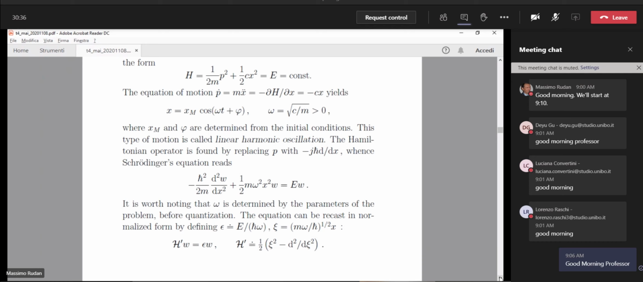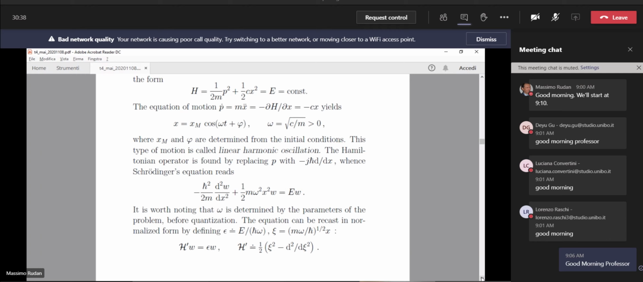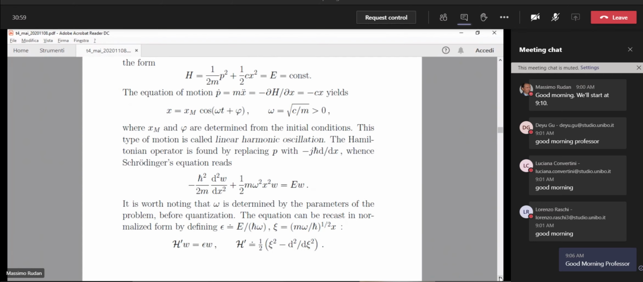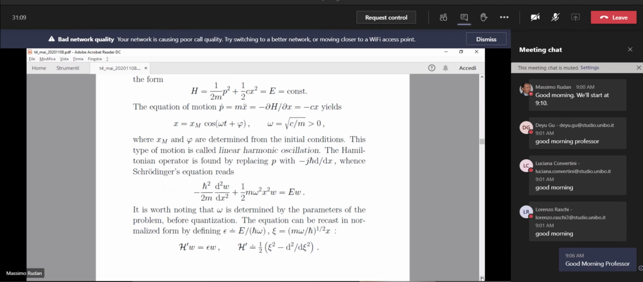And then we also define a normalized abscissa. Instead of x, we introduce a new abscissa that we call psi, that is equal to x times a constant parameter that is the square root of m omega divided by h bar. If so, we eliminate all constants and obtain an equation that is dimensionless. And the equation is written on the bottom line.